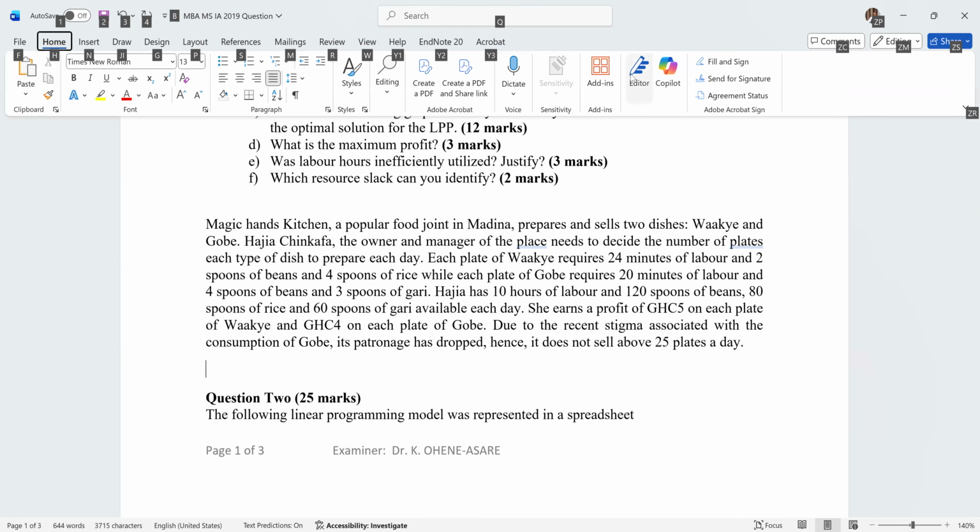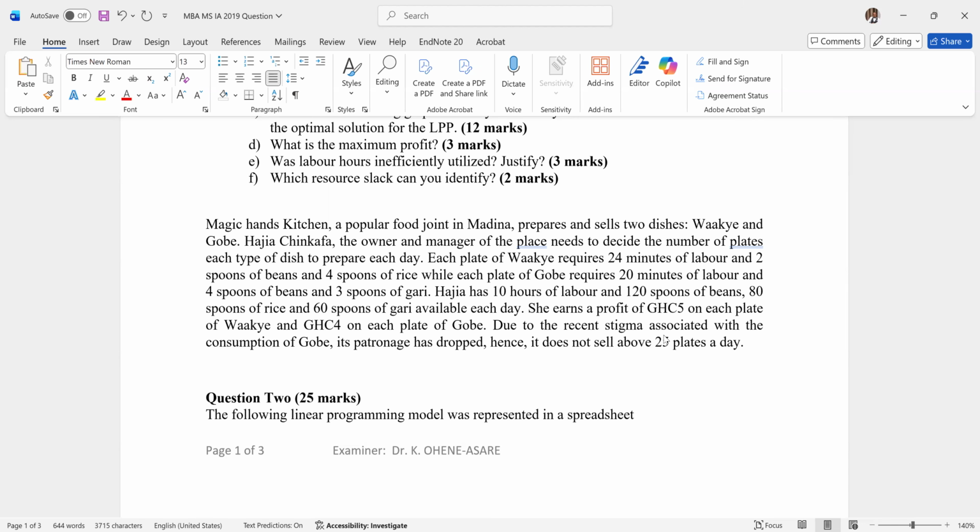So we are saying 25. Oh, sorry, 25 plates a day. So the question is, how do you formulate this? We all know the decision variables, so I will not ask you about them. You all know that X1 is the number of plates of wache to prepare each day. X2 is the number of plates of gobe to prepare each day. So we passed that stage.